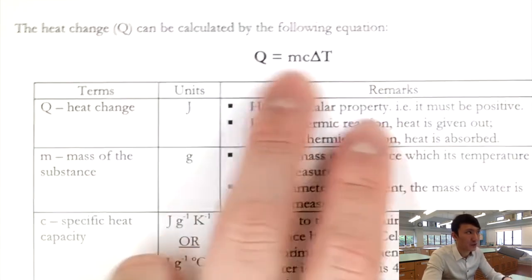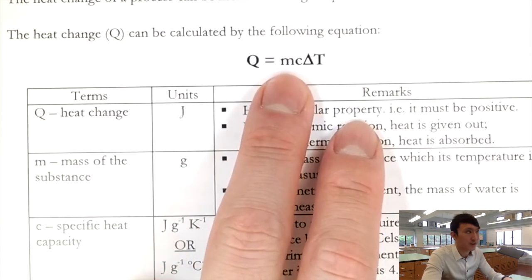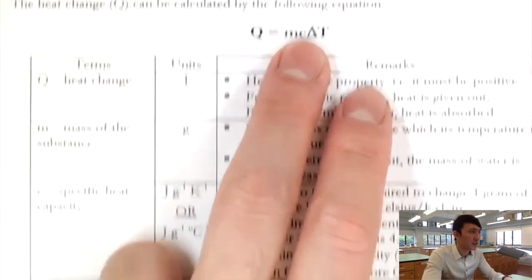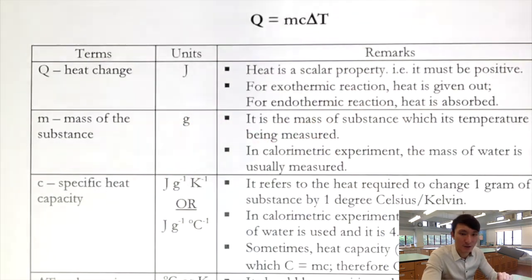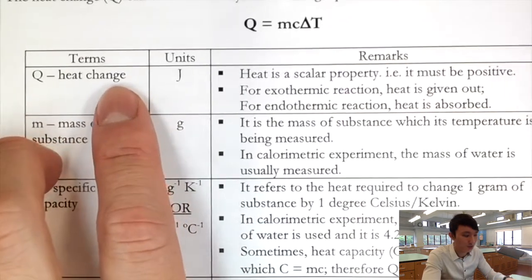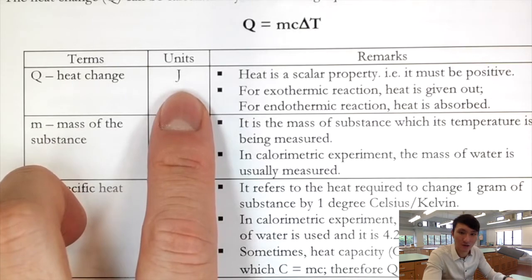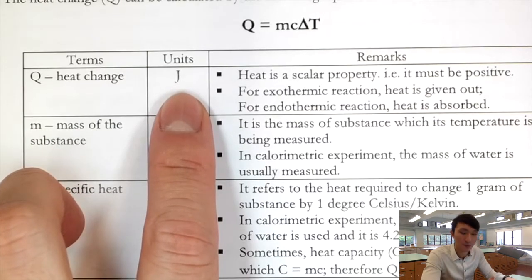You know this equation very well because you learned about this in Form 3. Q equals mc delta T. Now, there's a little bit of difference between physics and chemistry, so that's why I will break down for you some of the usual units and some of the usual considerations when it comes to calorimetric experiments. First of all, Q is the heat change. The unit is joule, not kilojoule. In physics, you may use kilojoule more often, but here in chemistry, we will use joule.